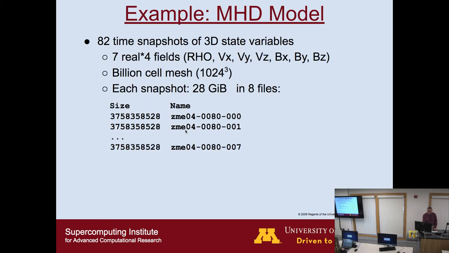Okay? So the example at hand, then, is a magnetohydrodynamic fluid simulation I did a while back in collaboration with Tom Jones' group in astronomy. It's a simulation that was done on a billion cells, 1,000 cells on a side, keeping track of seven primary variables: density, three components of velocity, three components of magnetic field. And they're saved to disk in 4-byte fields. And so that leads to 28 gigabytes per snapshot. And with 82 snapshots, it's a fair amount of data.